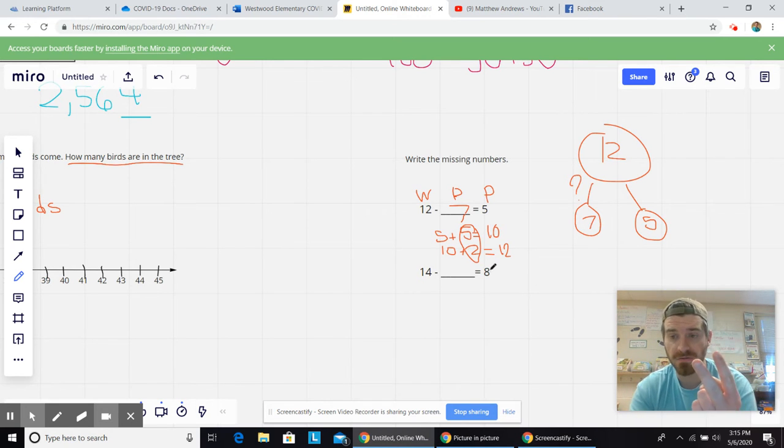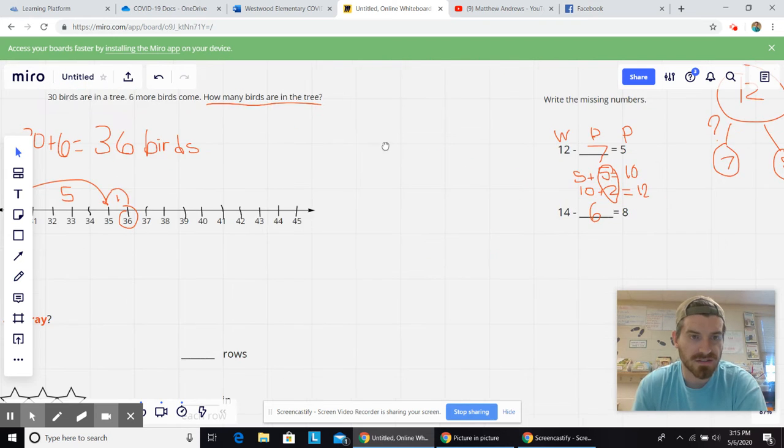So I added a 2, and then I added a 4. 2 plus 4 is 6. So if 6 plus 8 is 14, then 14 minus 6 must be 8. So hopefully that makes sense.